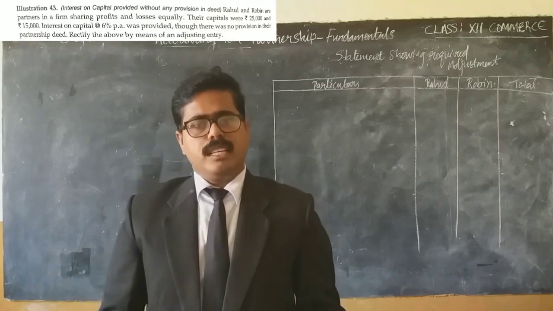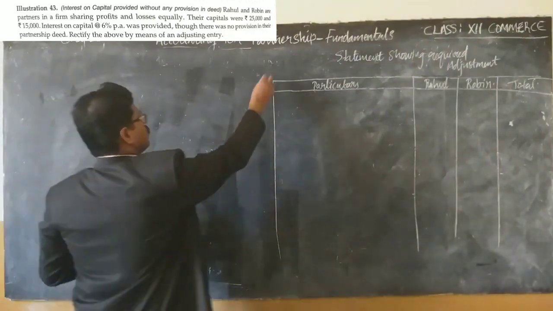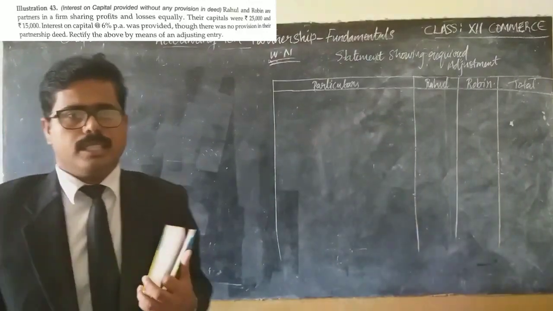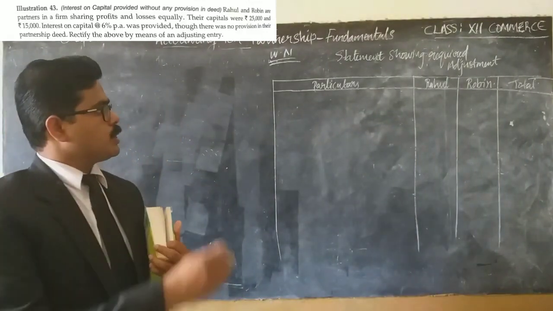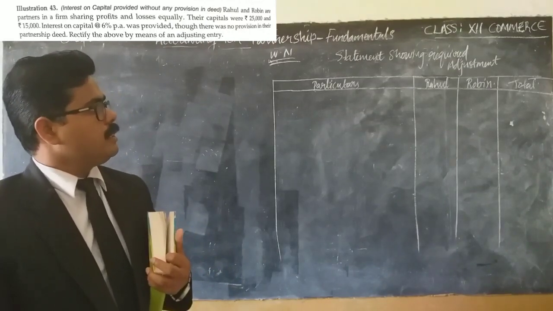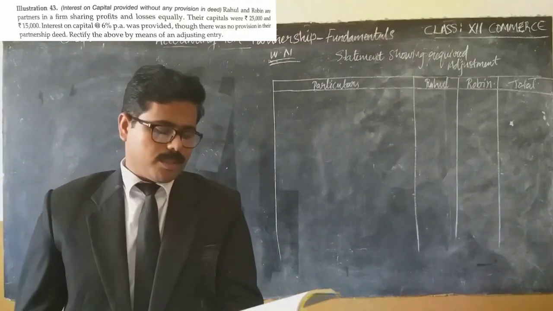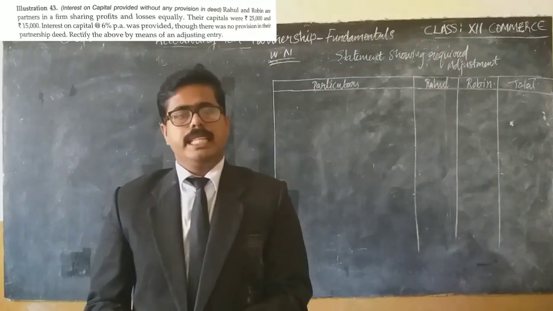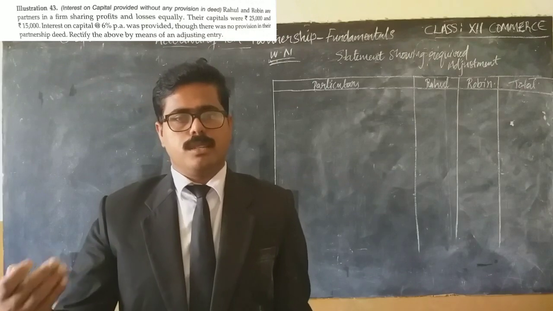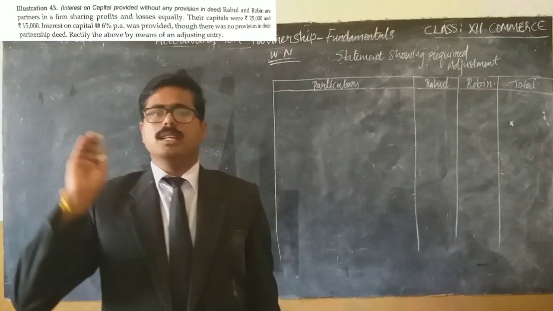Here the journal entry is important. Under the working note you can do any type of calculation, but your journal entry must be correct. So here I am going to use a table which shows the required adjustments. As per the question, the mistake they made was that they provided interest on capital at 6%, even though there is no provision for interest on capital. So the mistake was interest on capital wrongly provided.